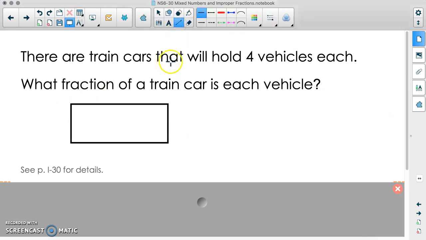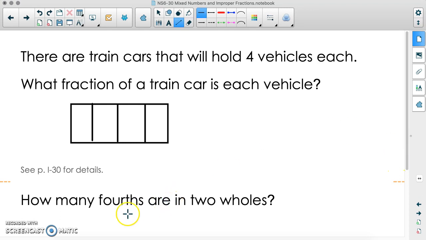Okay, my train car holds 4 vehicles. So if it holds 4 vehicles, I need to divide it first in half. Then I would divide it again in half on each side because it needs to be into fourths. Pretend those are equal. So what fraction of a train car is each vehicle? There's a fourth.